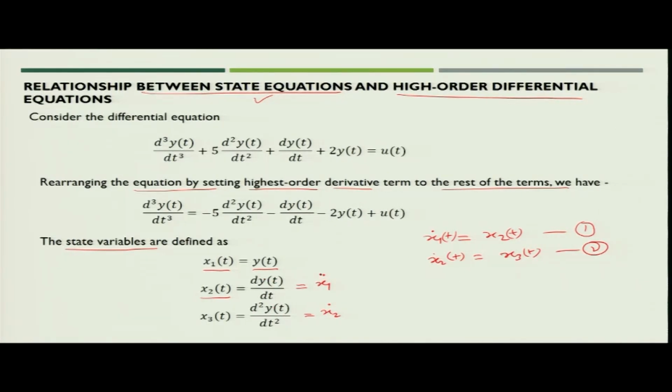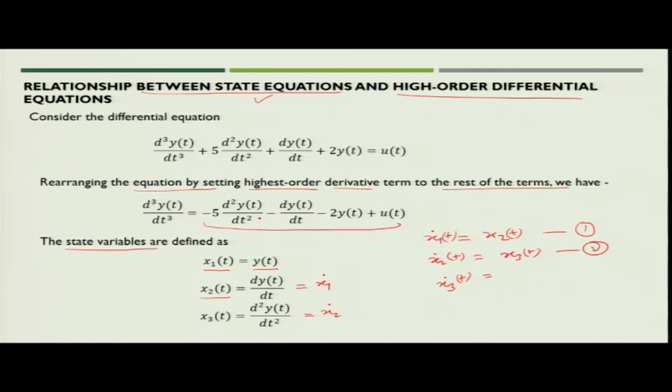So, this has now become x1 dot and x2 dot. So, you have got these two. Now, next we need to find x3 dot. x3 dot is nothing but d3y by dt3, because when you take the derivative of this again, you will get d3y by dt3. So, x3 dot is equal to this equation.